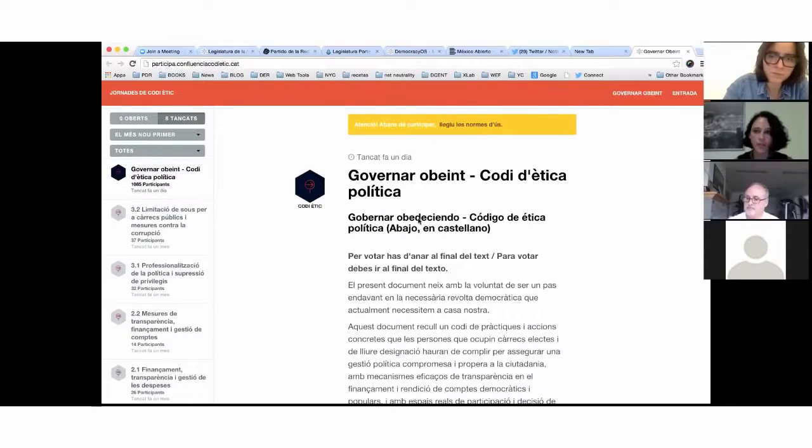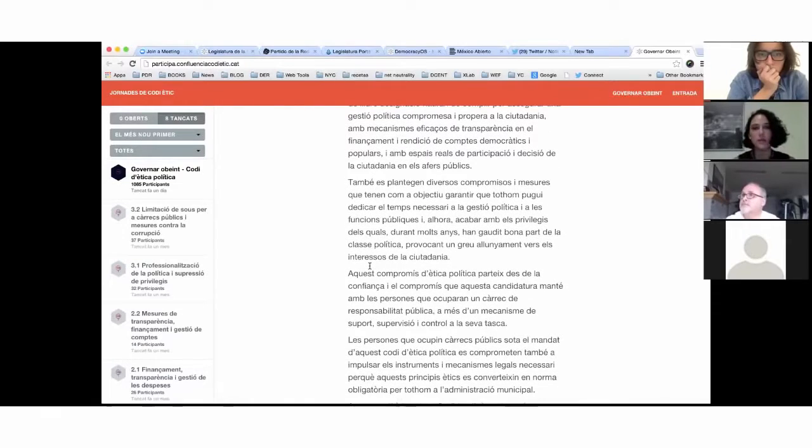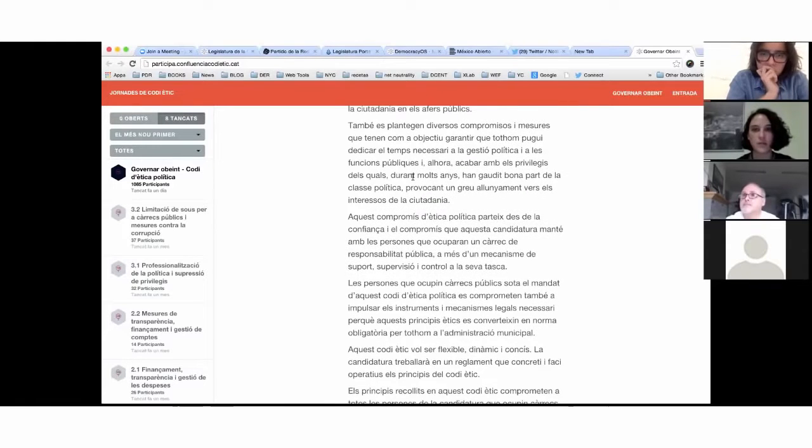And then this example here is in Barcelona. This is Guanyem. It's an extremely interesting political group in Barcelona. They used DemocracyOS to build their ethics code. They are trying to form a political group that is going to run for elections for Barcelona, and what they wanted to do was have a conversation and reach agreements on their ethics code. So that's what they were doing.